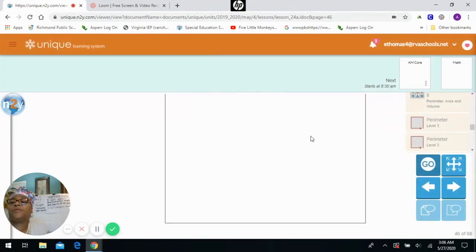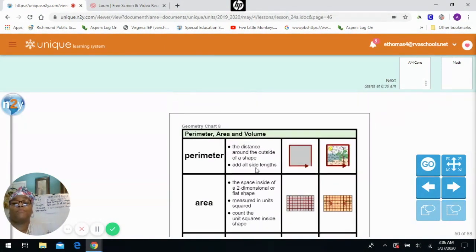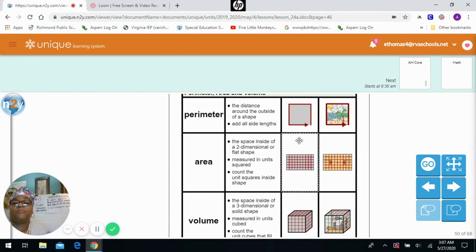Let's do the perimeter, area, and volume chart. All right, so this says perimeter, area, and volume. The perimeter is the distance around the outside of a shape, and you add all the side lengths. So that's the perimeter. Everything that's on the outside. You add them. This plus this plus this plus this. All of that. That's the perimeter.